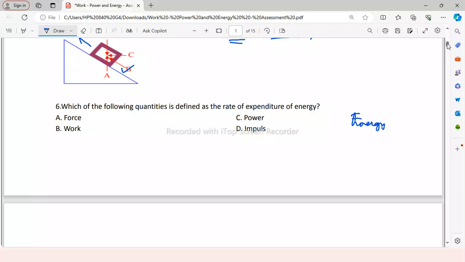Rate of expenditure of energy is nothing but power, right? Or rate of work done is also called power because we just agreed that energy and work are interconvertible. How do you write force? It is the product of mass and acceleration. How do you write work? Dot product of force and displacement. How do you write power? Rate of expenditure of energy. How do you write impulse? It is force multiplied by the time interval for which the force has been acting on the object.